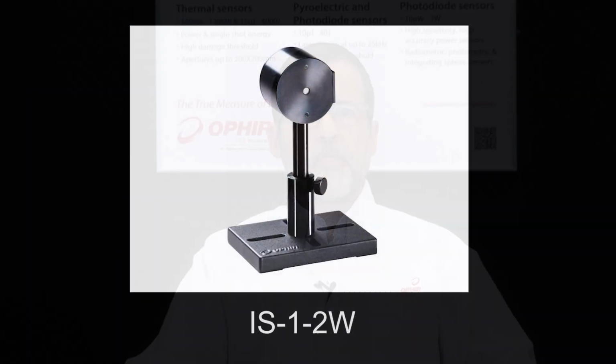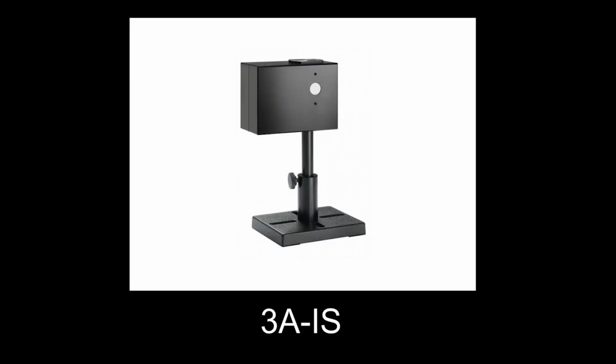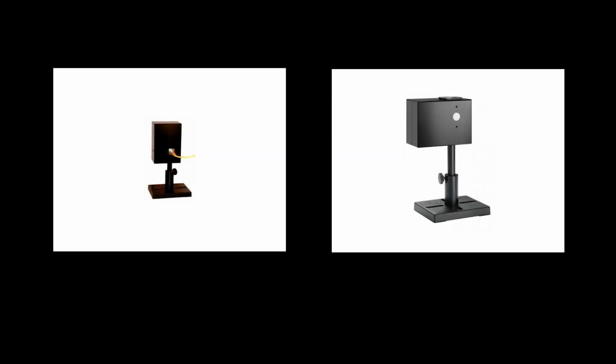Ophir offers a number of different integrating sphere measurement solutions, both with and without integrated sensors. For fiber optic and other small sources, there's the IS-12W, a 1-inch sphere with 5mm aperture diameter and a silicon detector, and the 3AIS series. These are 1.5-inch diameter spheres with a 12mm aperture. These can be set up for free space input or fiber input using a suitable fiber optic adapter.